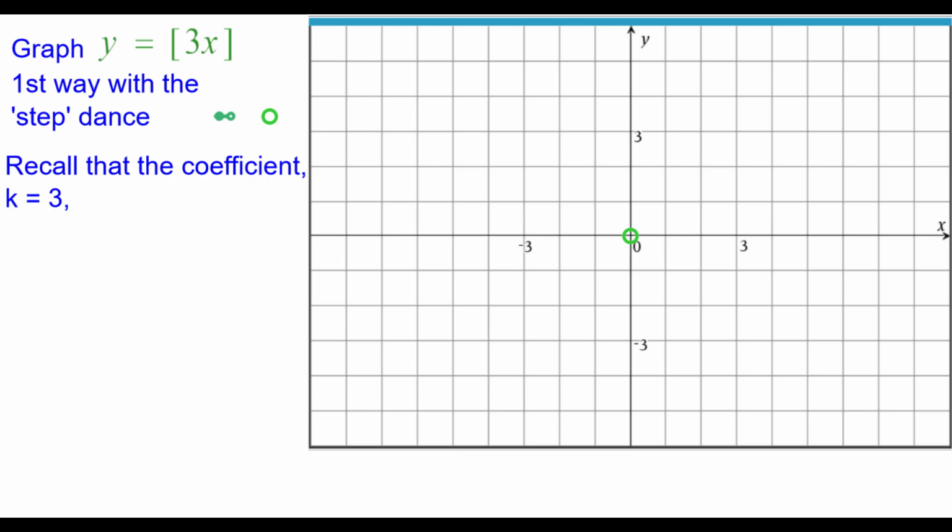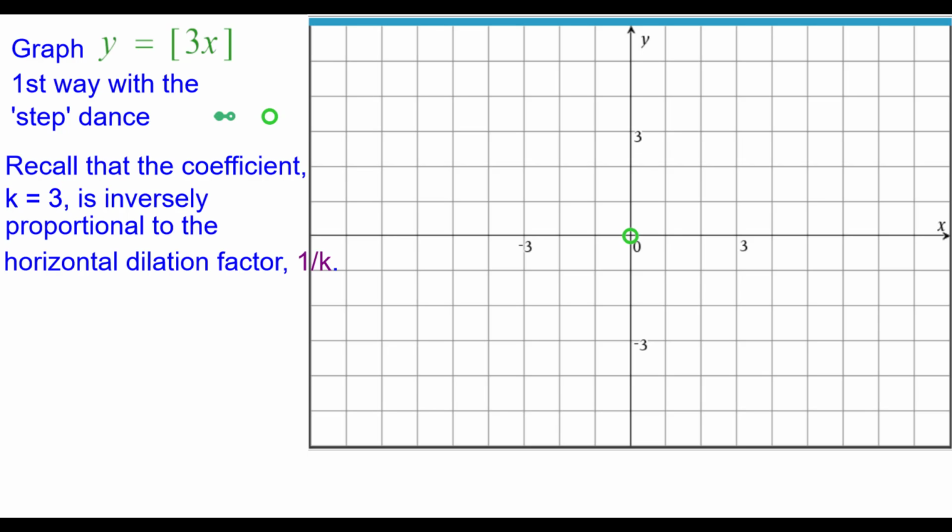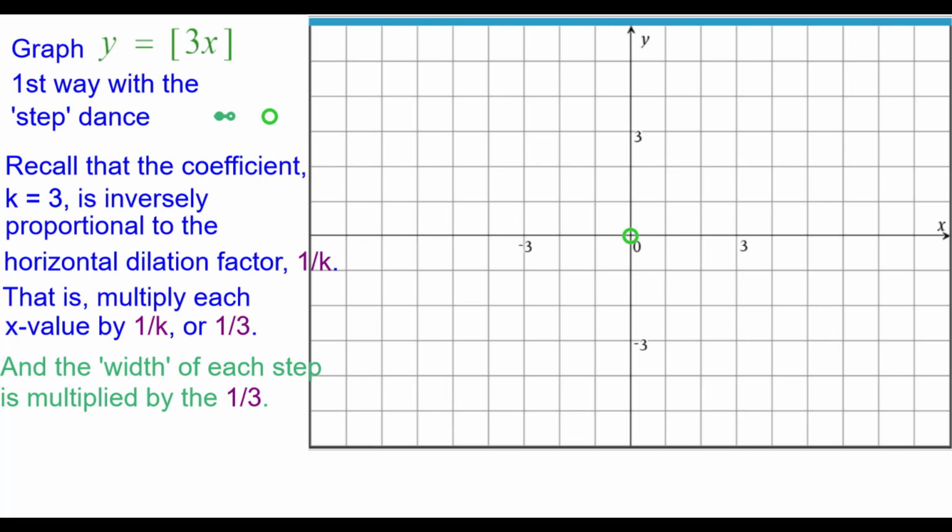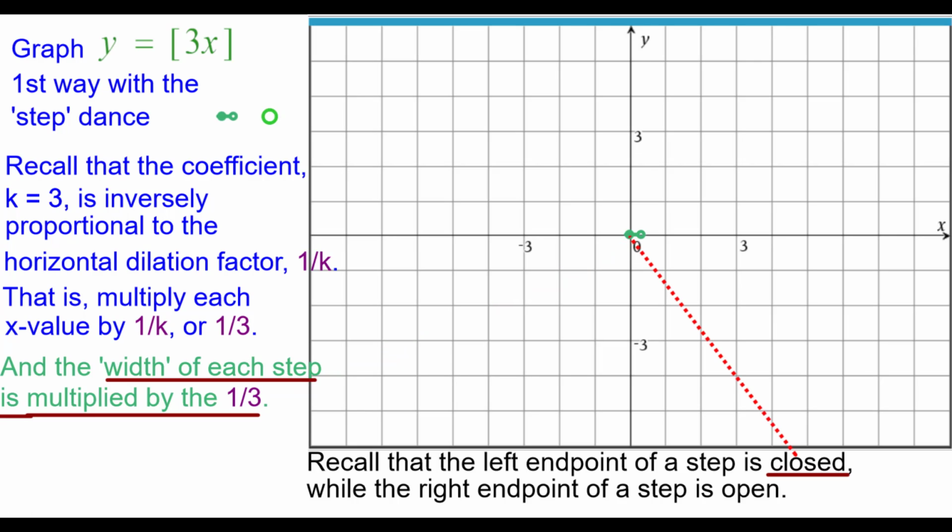Also recall that the coefficient, k equals 3, is inversely proportional to the horizontal dilation factor. That is, we're going to multiply each x value by the reciprocal of 3, which is 1/3. And the width of each step is also multiplied by 1/3. So instead of being a whole unit wide, it's 1/3 wide. And there's our first point there at 0, 0. Recall that the left point of a step is closed while the right endpoint is open.